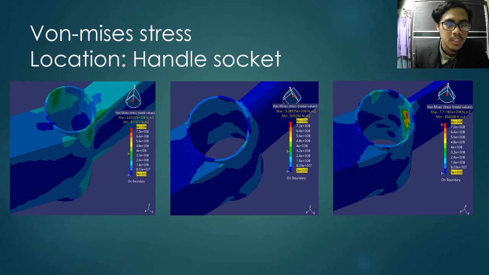Okay, for the von Mises stress at the handle socket, which is the middle of the model frame, the rectangular one has a concentrated value of 320 megapascal, which is caused by the tension of the load at the location.